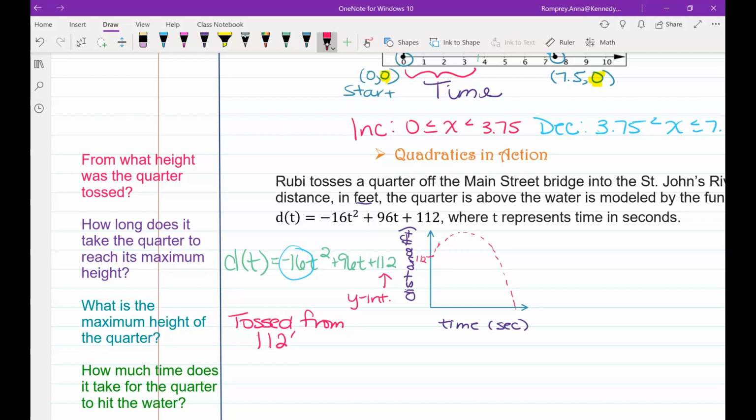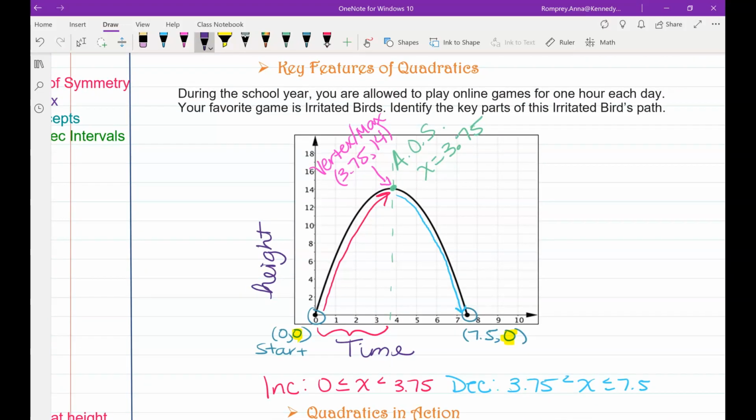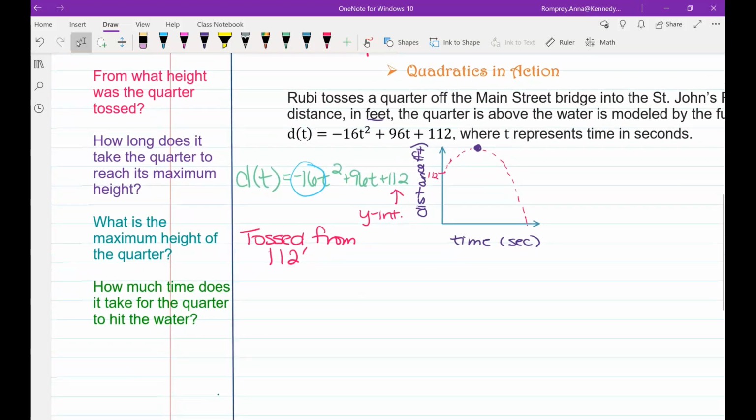Okay, how long does it take the quarter to reach its maximum height? Okay, so we're looking for this max. We're looking for our vertex. Now let's go back up to the top. So part of our vertex is our axis of symmetry. If you can't look and say, okay, well, it's between 0 and 7.5, so that's perfectly in the middle, or if you're not given a graph to look at, you use the formula x equals the opposite of b over 2a. That's going to help us find the x of our vertex. So let's go ahead and do that.